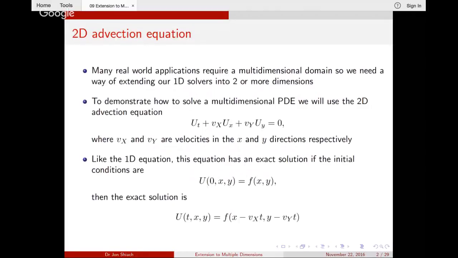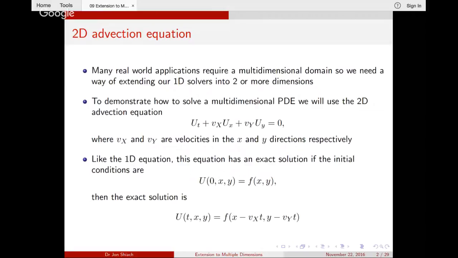As I just mentioned, many real-world applications require a multi-dimensional domain. My particular area is fluids. Fluids behave differently if you look at them in a 1D or a 2D case. You don't get turbulence in a 1D case, for example. So we need a way of extending our solvers, where up until now, for the most part, we've looked at one-dimensional solvers, just solving for the spatial dimension x. We need to be able to extend that to 2 dimensions or more. You could have a 3D domain.